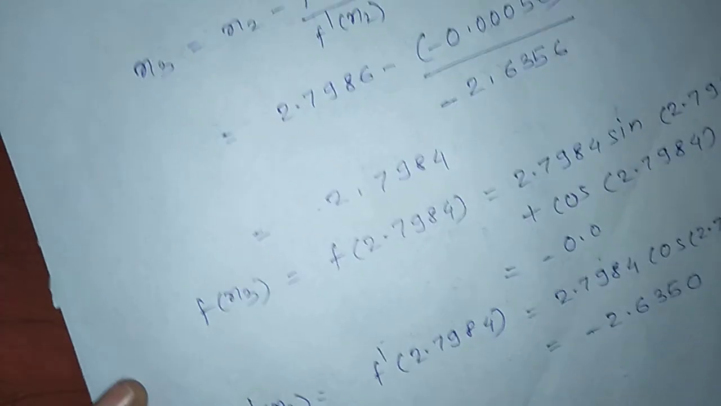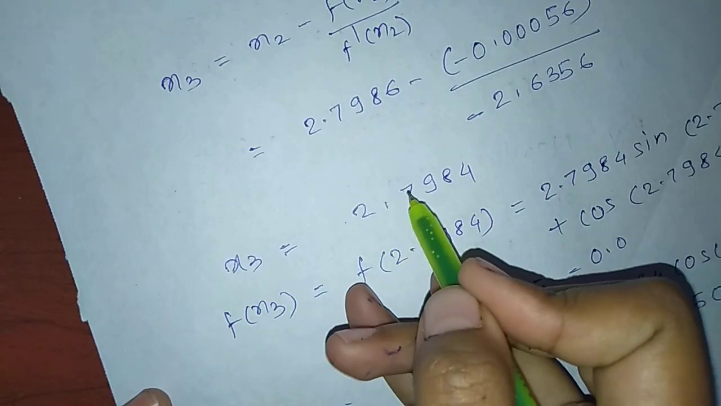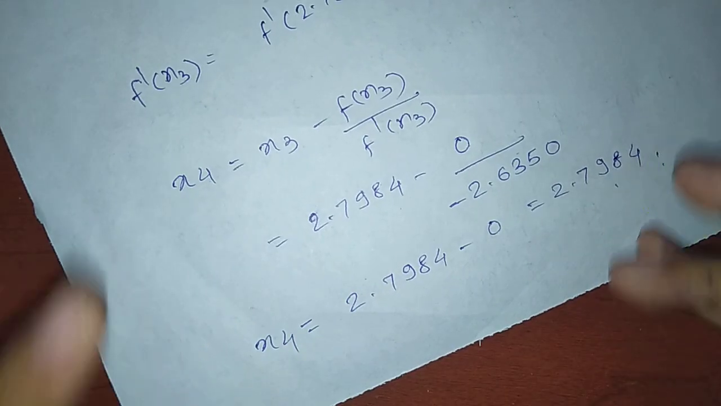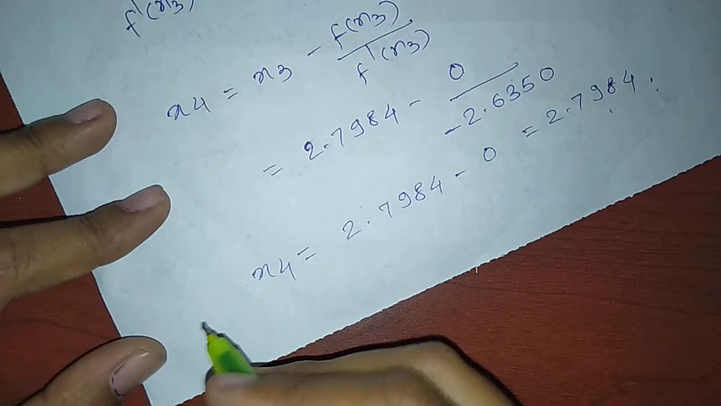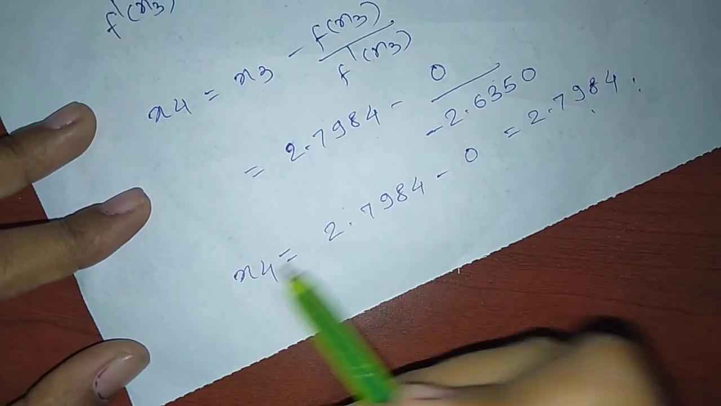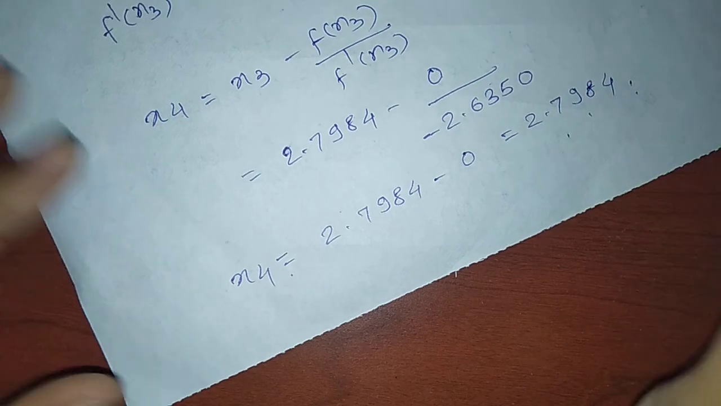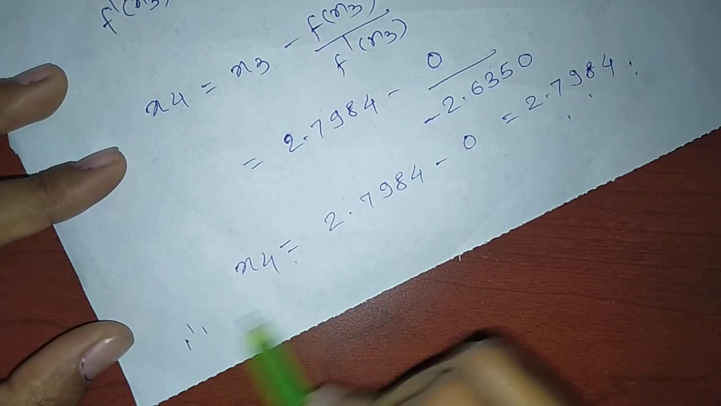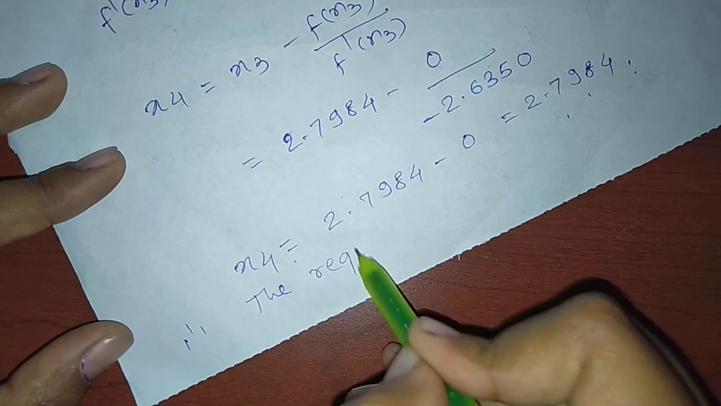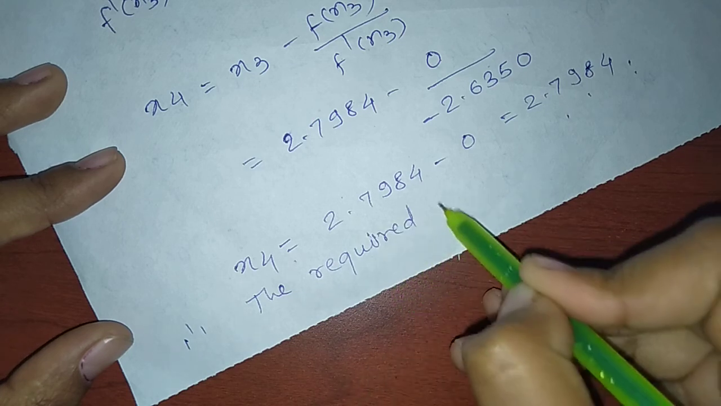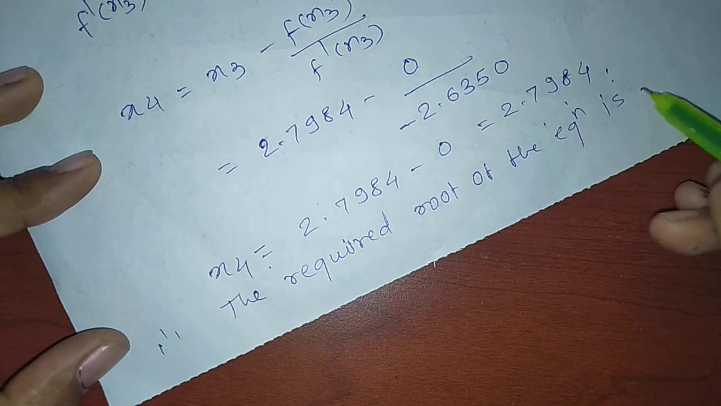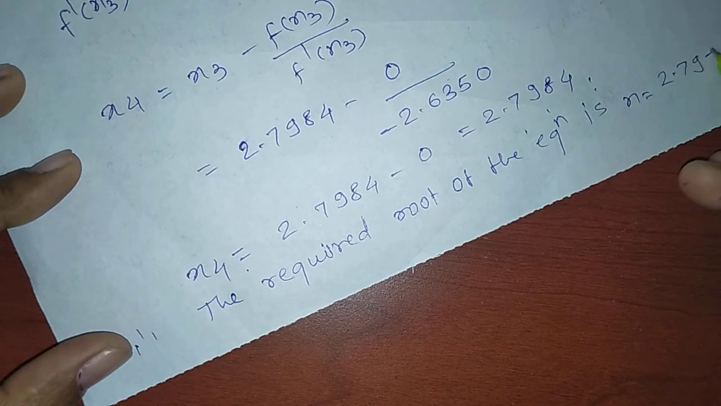Here we can observe that x3 equal to 2.7984 and x4 equal to 2.7984. That's why we stop the iterations. Hence we get the required root x4 equal to 2.7984. That means x equal to 2.7984. Therefore, the required root of the given equation is x equal to 2.7984. We stop here.